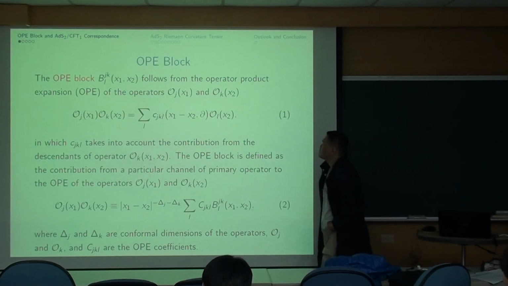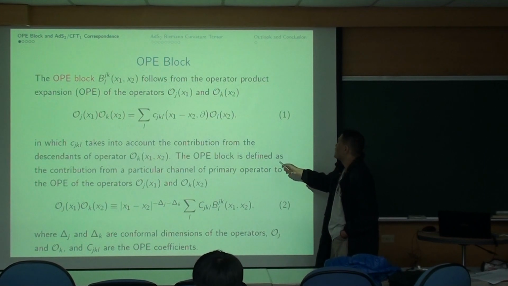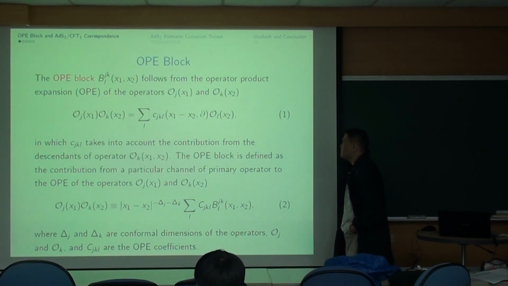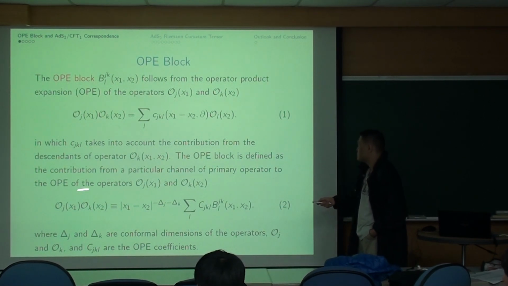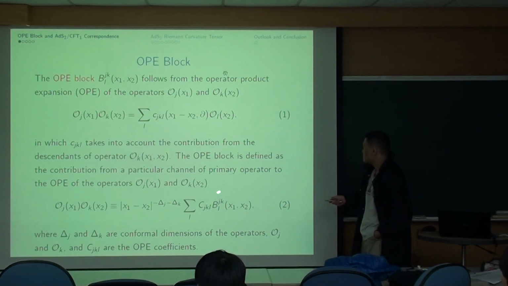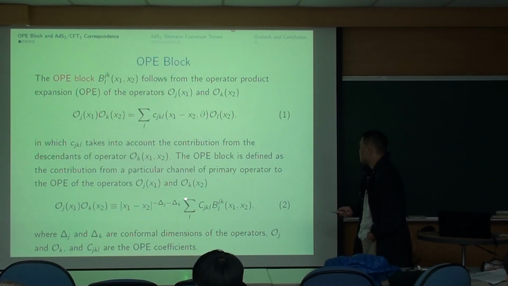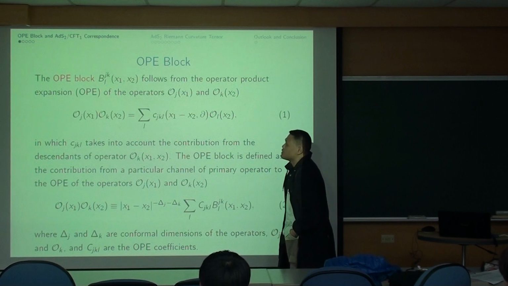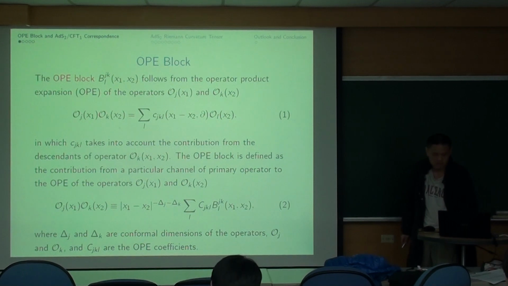Okay, let me first review the OPE block. The OPE block follows from the OPE of the operators O_J and O_K. This is a standard OPE operator product expansion. The OPE block is defined by these two operators, and we can find this OPE block from this equation, B_LJK here, where delta J and delta K are conformal dimensions of the operators O_J and O_K, and C_JKL is just the OPE coefficient. This is a standard definition, and I think you will have heard it in any CFT course, so I just repeat it very fast.